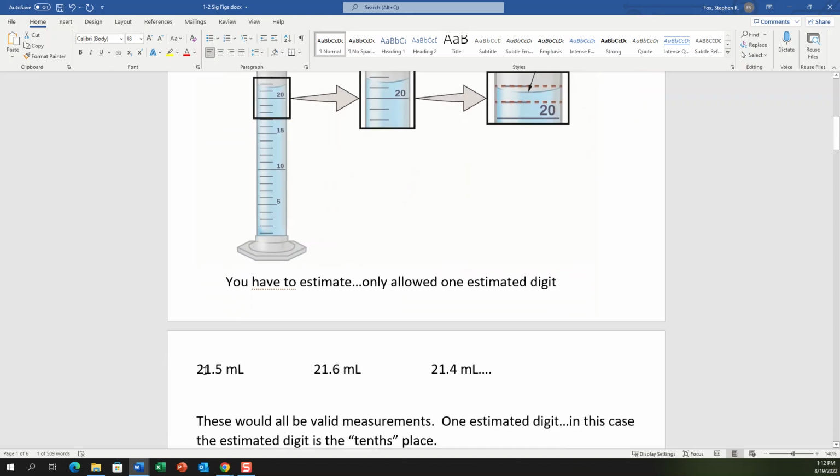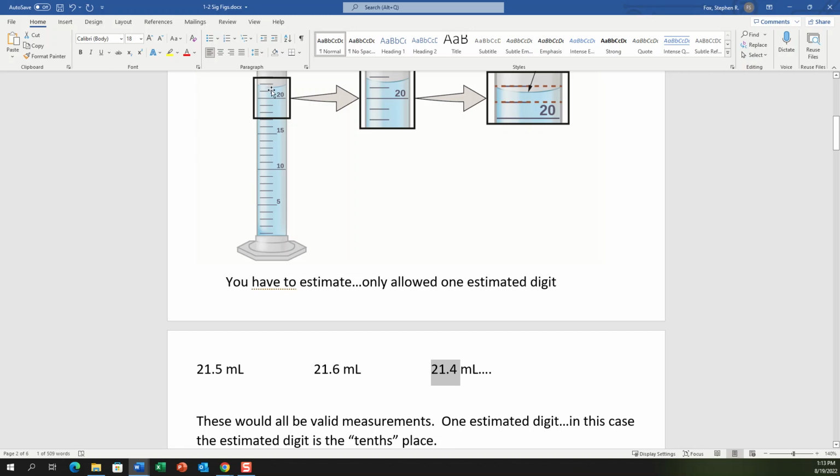I might say 21.5, and that's a perfectly good measurement. But you might look at that and say, well, no, I think it's a little bit above 21.5, so I said 21.6. Or maybe you looked at it and thought it was a little bit below 21.5, so you said 21.4. Which ones of these are right? The answer is all of them.